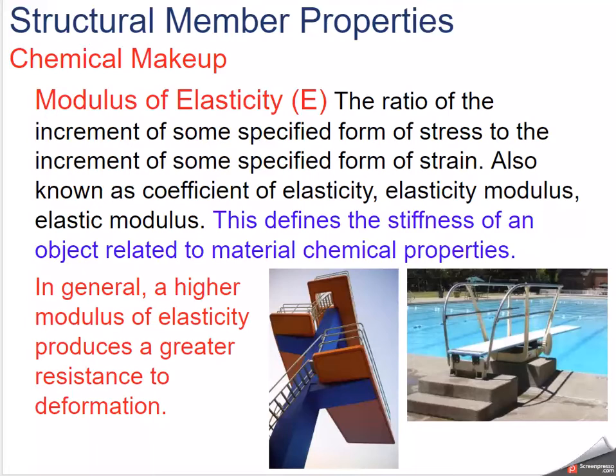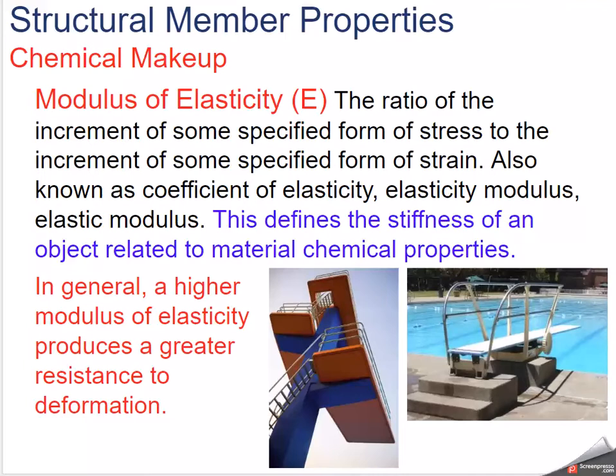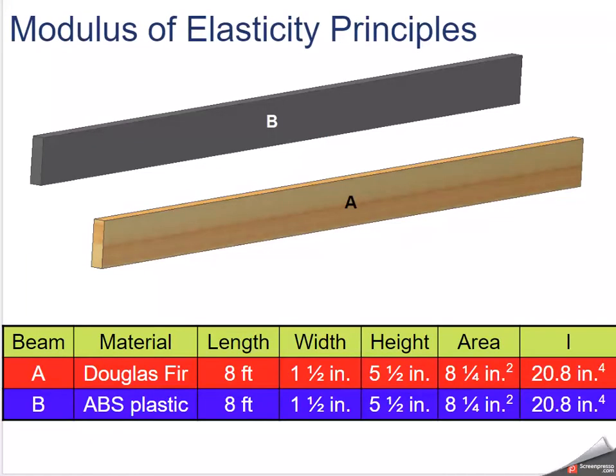Now we've got different types of materials we can use to build that. So the modulus of elasticity is the stiffness of an object related to its chemical properties. So what do you want to take away with this? The higher the modulus of elasticity, the greater the resistance to deformation. So what do we have to go through and look at? Well, we're going to look at two different joists. We've got A of Douglas fir, so wood, and then B, we've got plastic. Both of them the same length, same width, same height, same area, same moment of inertia. Nothing different between all of those.